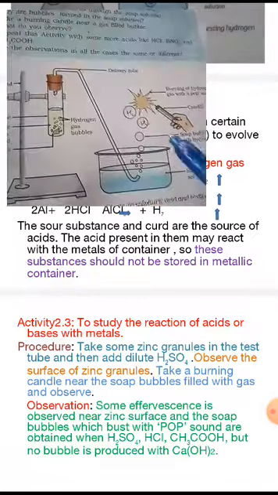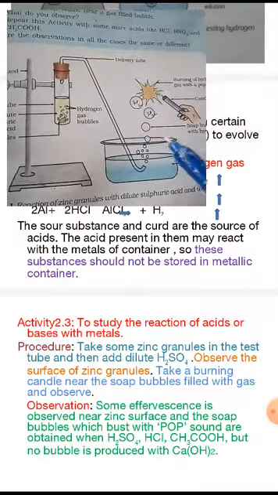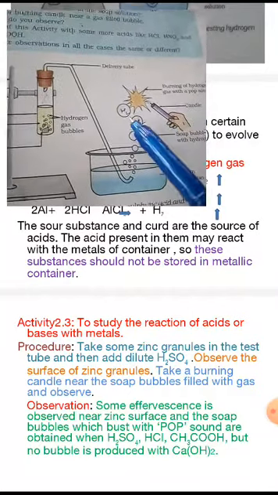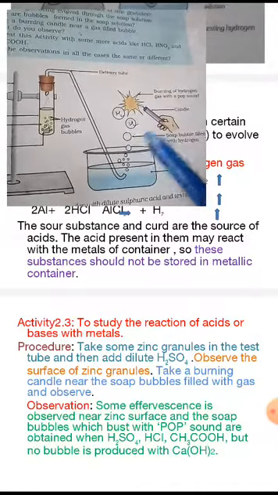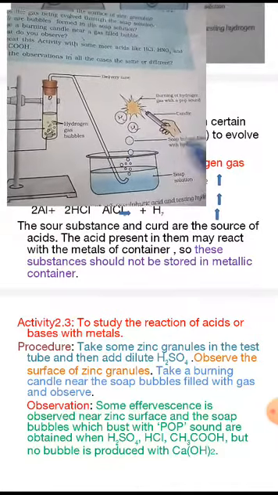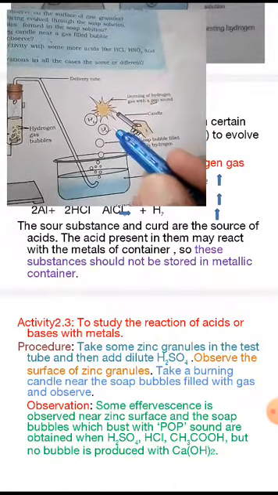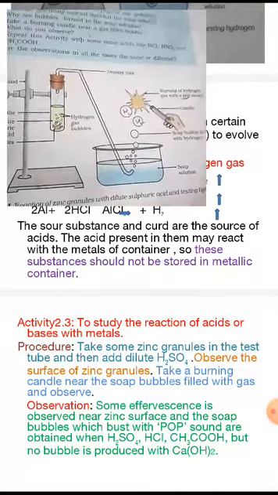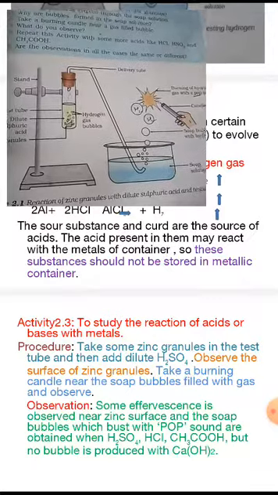How can we know it is hydrogen? To test whether the released gas is hydrogen or not, you have to bring a burning candle near these hydrogen bubbles. Near these soap bubbles filled with hydrogen, it burns with a pop sound. That means the released gas is hydrogen. So like that we can conclude that the released gas is hydrogen.